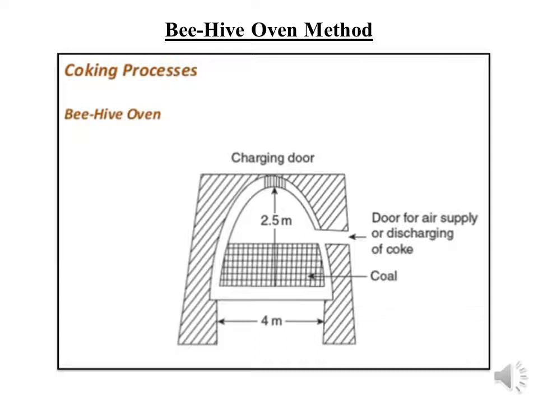First, we discuss about Beehive oven method. In this method, the oven is a dome-shaped brickwork chamber of about 4 meter wide and 2.5 meter height. The oven has a top opening and side opening for charging and discharging purpose, and the carbonization will be done in a limited air supply.